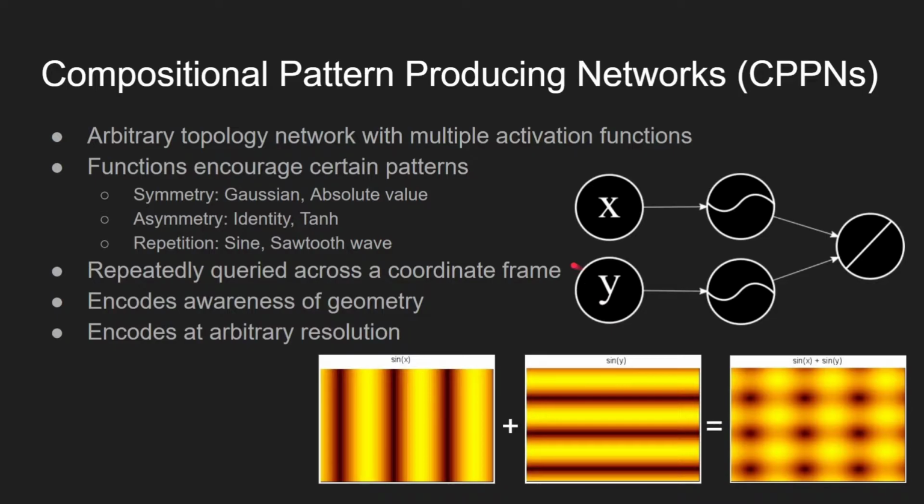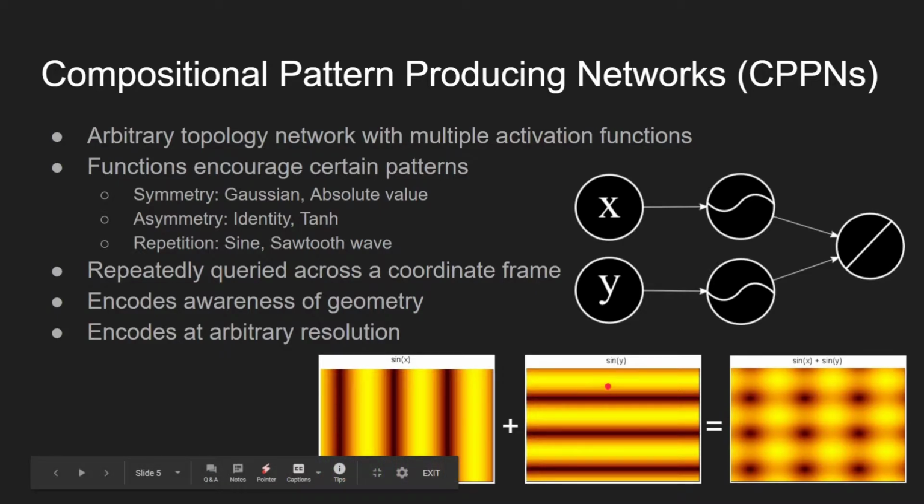The other important thing about CPPNs is how they are used. They are repeatedly queried across some coordinate frame. So in this simple example, we only have x and y coordinates and thus a 2D coordinate frame. This image is the intensity map associated with this neuron here. Because x is the only input, this 2D image is showing us the intensity of sine of x. This neuron's output is shown here, so we have the intensity of the sine of y.